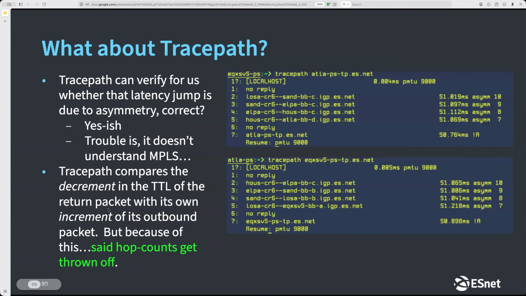Now, the one way you can probably tell that it's an MPLS-based, quote unquote, asymmetry and not actual asymmetry is that the asymmetry actually counts down fairly consistently. And so that may be a way you can infer that this is not caused by asymmetry, but is actually caused by MPLS.